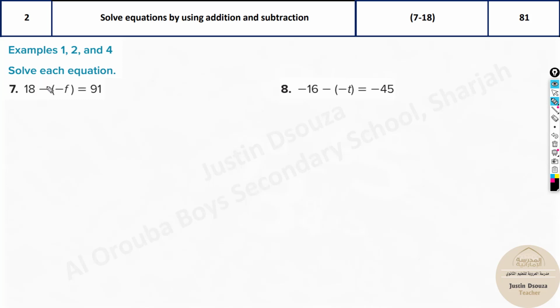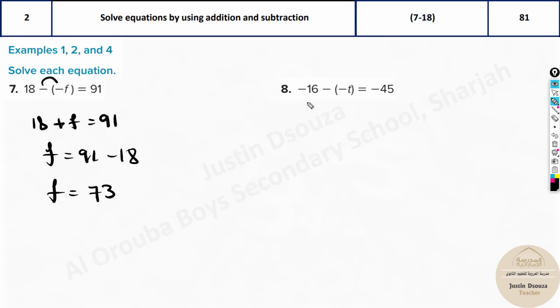These are the basic things when you add or subtract variables. Now here, minus and minus, it will be 18 plus f equals 91. You need to solve the equation for f. So take the 18 to the other side. It will be f equals 91 minus 18. F equals, just subtract 18, it will be 73. So this is the answer.